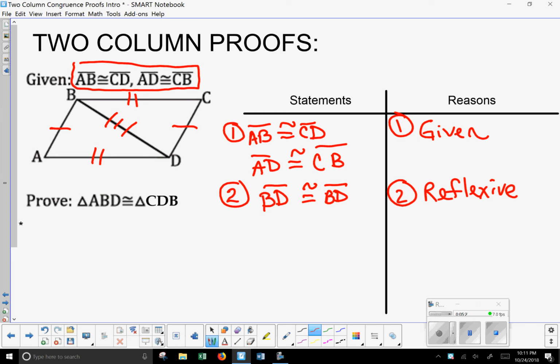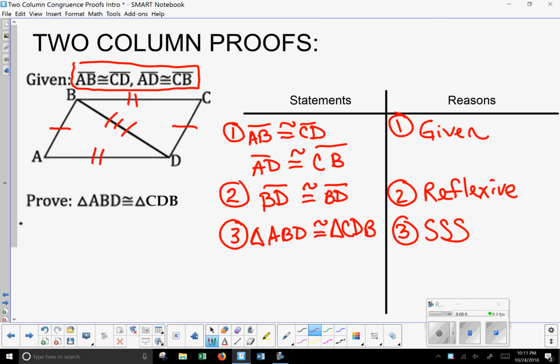All right, once I wrote it in the proof, I marked it in the picture. Now, is that enough to say that the triangles are congruent? Yes, it is. So, I can now say that triangle ABD is congruent to triangle CDB, and my reason would be side, side, side congruency.